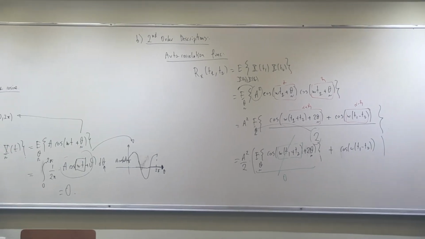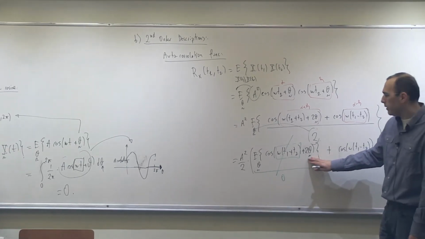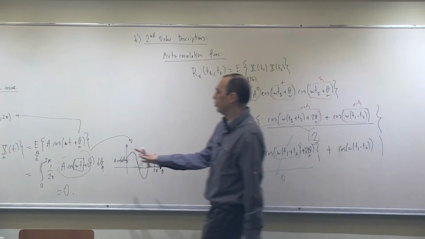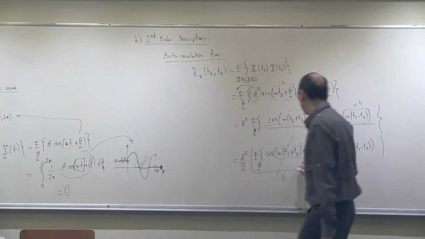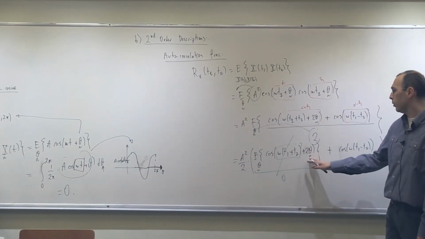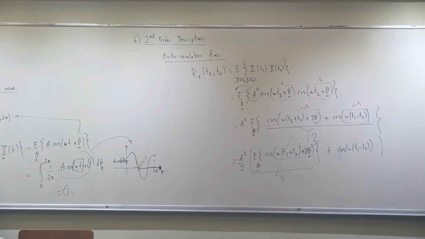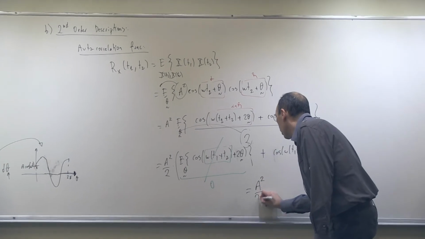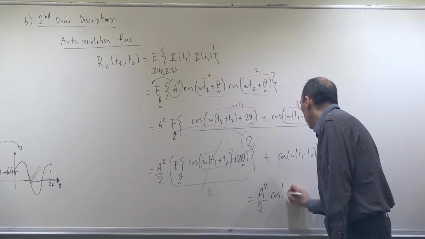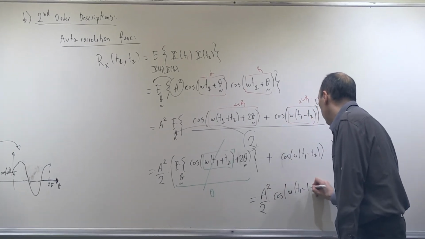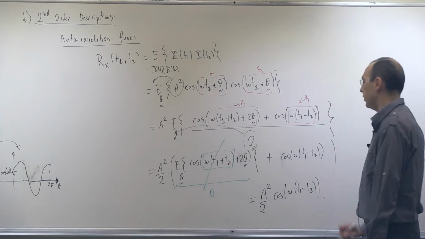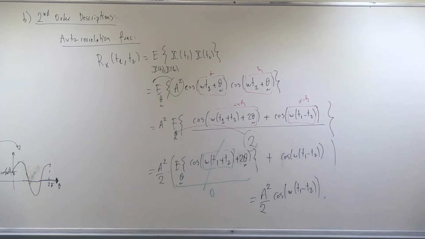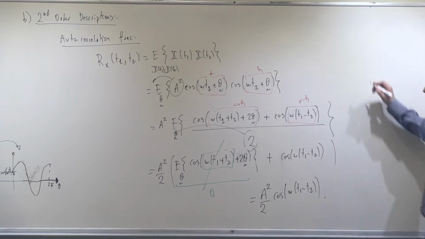So the thing with these integrals is, sometimes they are very easy. You don't have to do these calculations. If you know what you are doing, what you are calculating, you just write 0 over here. So what's the final result? Now I have A squared over 2 cosine omega (t1 minus t2), and this is the end of the autocorrelation calculation.